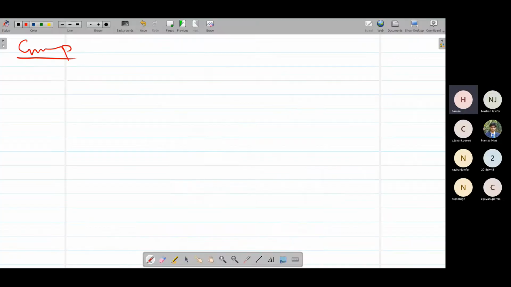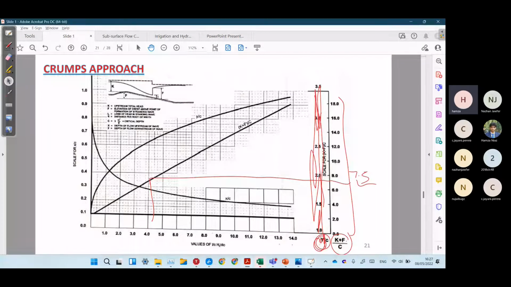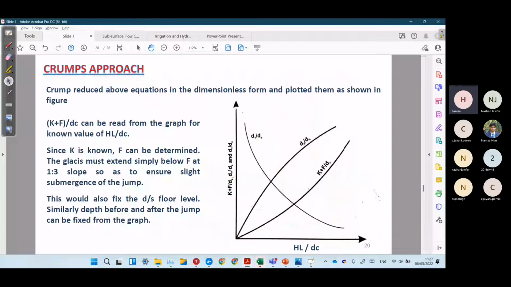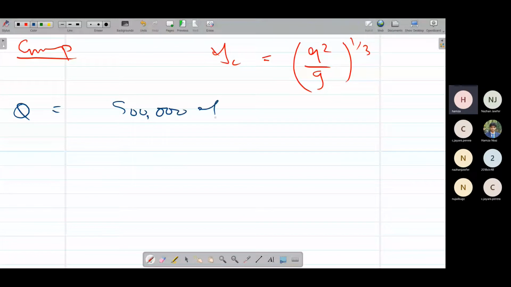So for Crump's approach, we need this K value, we need this F value, we need this C value, or rather we need the head loss and we need this C value. Again, we calculate this head loss similarly to before, and we can calculate the C value. We know the critical depth yc is equal to (q squared over g) to the power 1/3. So for one value of discharge, for example, we have a discharge of 500,000 CFS.